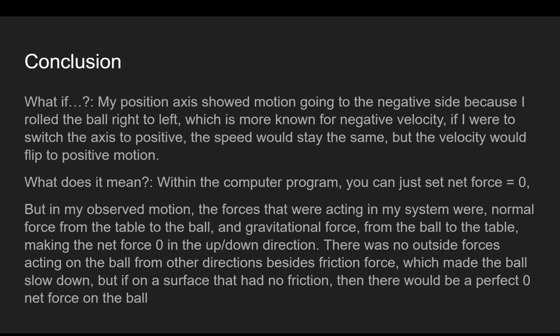Well, within the computer program, you can set net force to 0. But in observed motion, you can't do that yourself. But there are forces that act in your system already that you may not know. There's normal force from the table up to the ball, and then there's gravitational force that goes downwards from the ball onto the table, which are both equal to each other, making that net force 0 in the up and down direction. But there's one outside force acting on the ball from the opposite direction, friction force, that I could not take out within this, because the friction that I had was not perfect.